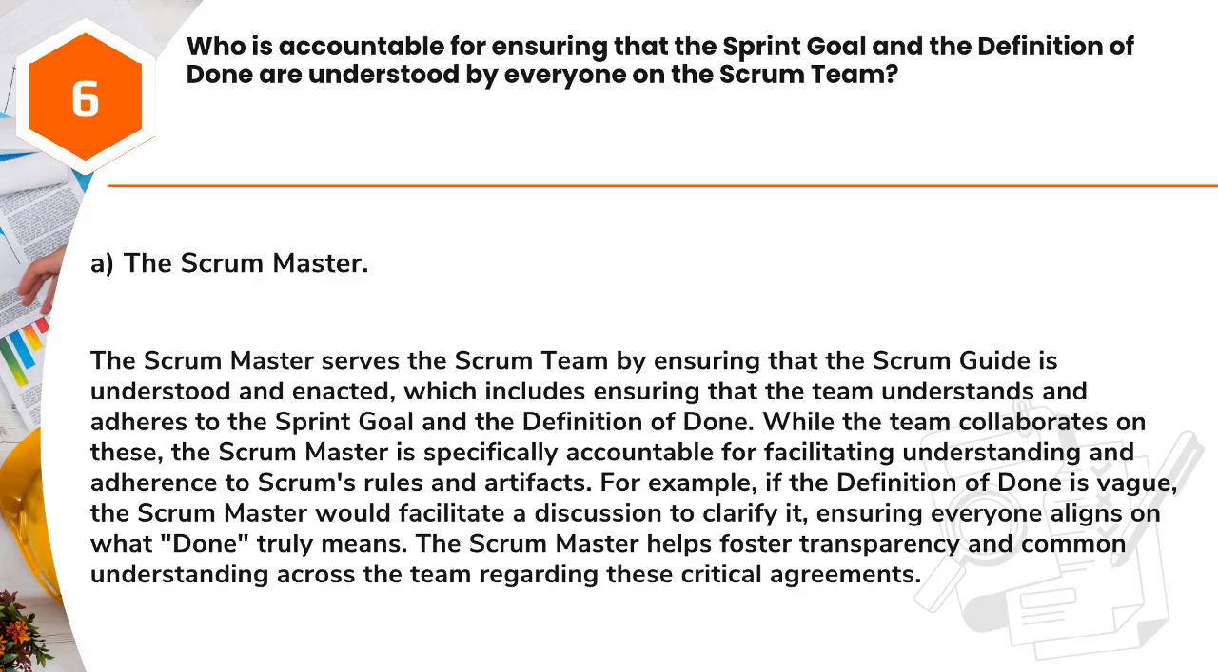and artifacts. For example, if the definition of done is vague, the Scrum Master would facilitate a discussion to clarify it, ensuring everyone aligns on what done truly means. The Scrum Master helps foster transparency and common understanding across the team regarding these critical agreements.